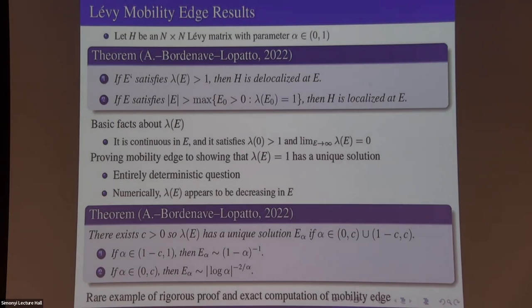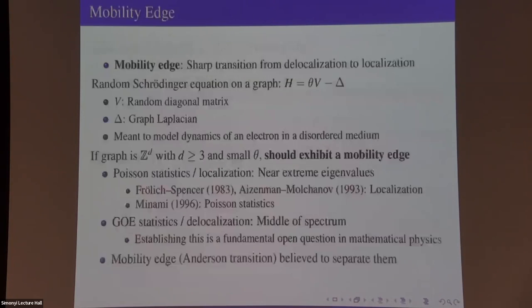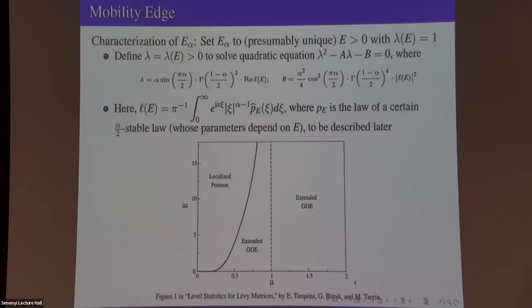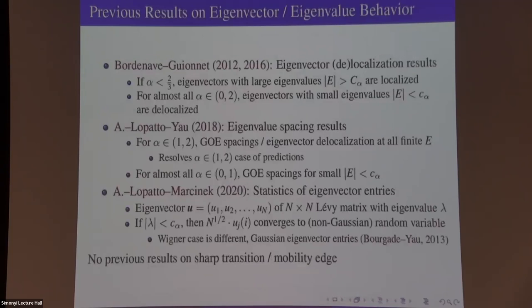Okay, so let me now state some results about the mobility edge. We'll let H be an n by n Lévy matrix with some parameter alpha in (0, 1). And I remind you that we had this lambda of E way back here. So we had this lambda E, and if lambda E is 1, then that should be the location of the mobility edge.